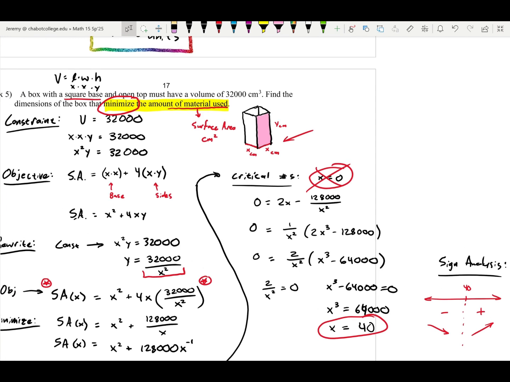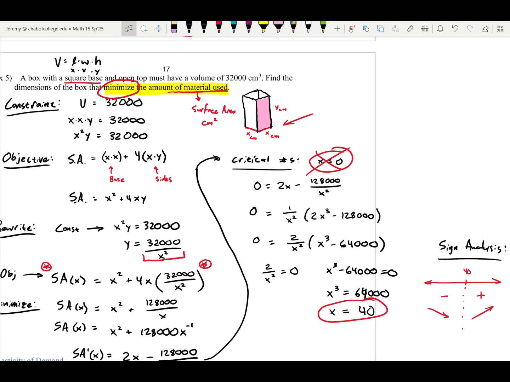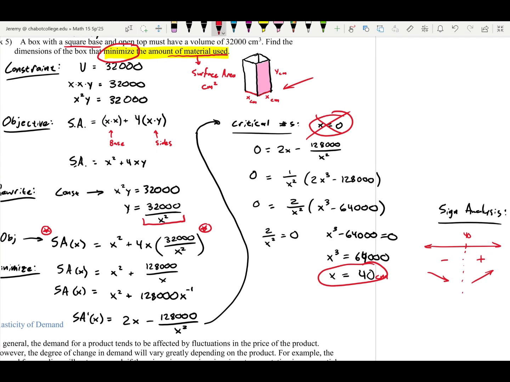Okay, so x equals 40. That's going to be 40 centimeters, that is. That's going to be the dimension of the base. It'll be 40 centimeters by 40 centimeters. And to find y, we can just plug into our constraint equation, particularly this constraint equation where we have y isolated. I always look to that. So y would be 32,000 divided by 40 squared, which gives you 20. And that'll be in terms of centimeters.